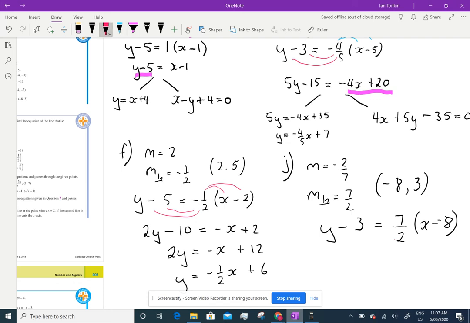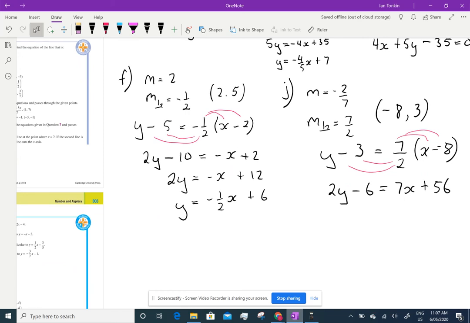I'm going to multiply the 2 across here and the 7 in here. So I get 2y minus 6 equals 7x. Now that's going to be plus 8 because minus 8, so I'm going to get plus 56. I'm going to write it the way that they write it in the back of the book. So I'm going to have 2y equals 7x, add the 6 over, plus 62, divide by the 2, y equals 7 on 2, x plus 31. And there we go.